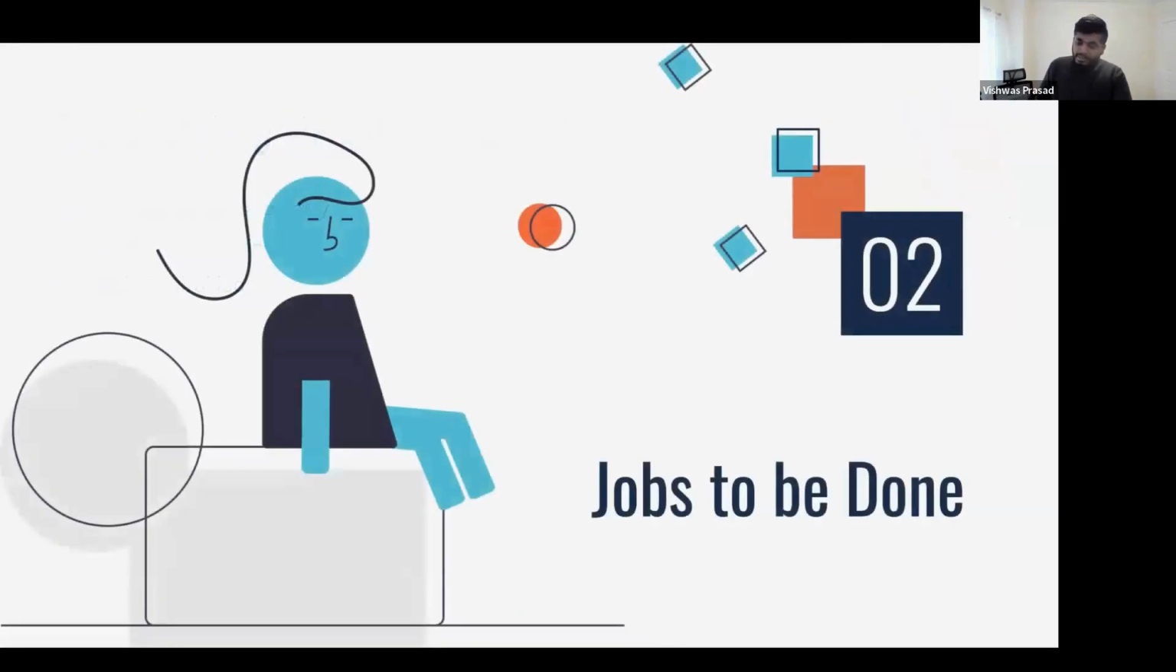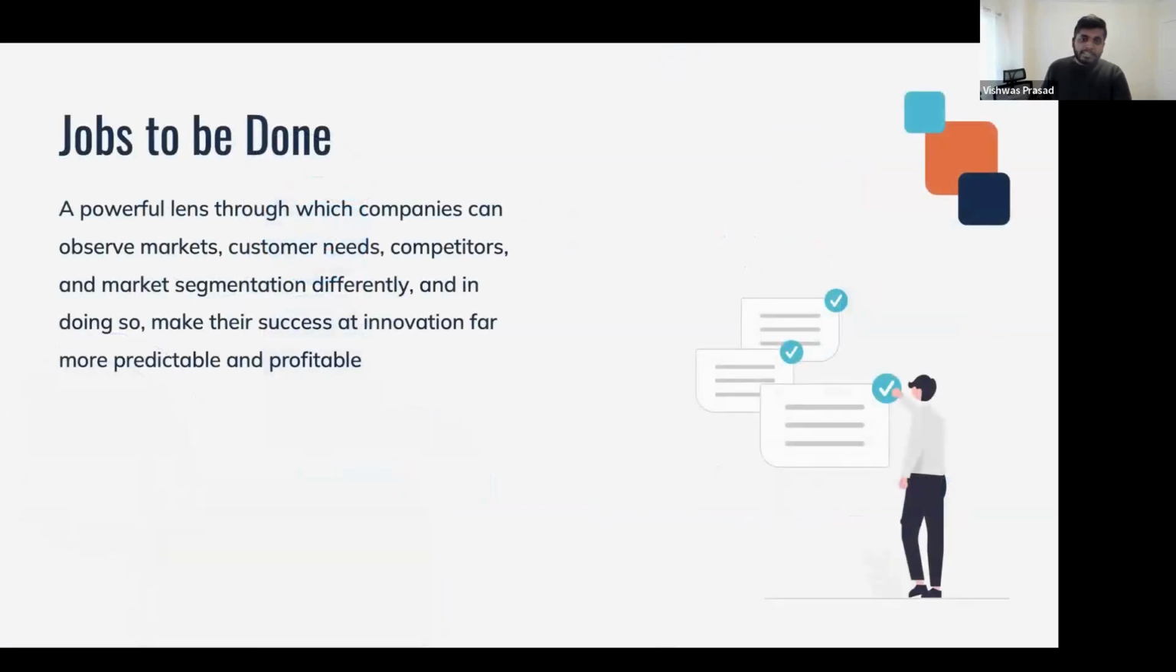With that, keeping all those things in mind, today we'll be looking at jobs to be done. So jobs to be done is basically a powerful tool for understanding customer behavior and innovation. It centers on the idea that people buy products and services to accomplish specific tasks or goals, which are generally called jobs, and not exactly to use the product by itself. Understanding the customer jobs will make it easier to innovate and solve the problem and make your success more predictable and profitable.